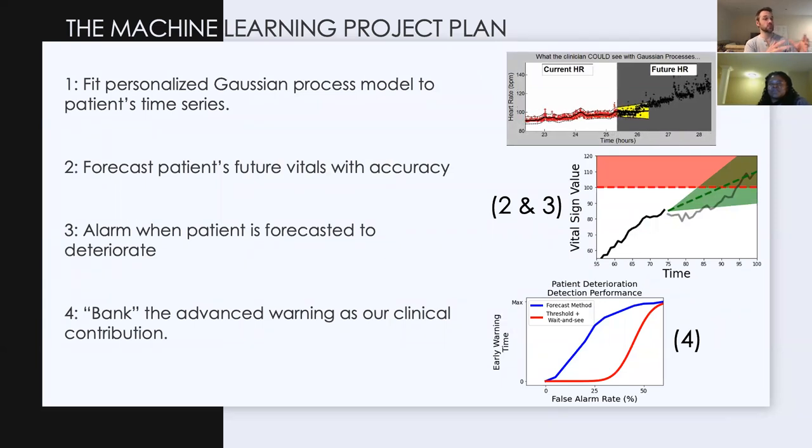And now, of course, to make this plan, here was my line of reasoning, because I think it's very important to write out your line of reasoning. It was something like this. First, I fit the Gaussian process model to the patient's time series. I just get good at that. I learned how to forecast with accuracy. And then once I can forecast with accuracy, the only thing I need to do is take that forecast and know when people are going to deteriorate. And then when I know they're going to deteriorate, I calculate the difference between when I knew they were going to deteriorate, because now it's me who is going to know that, and when the patient actually deteriorates. So that was my line of reasoning right there. I thought it was a nice, solid, deductive line of reasoning.